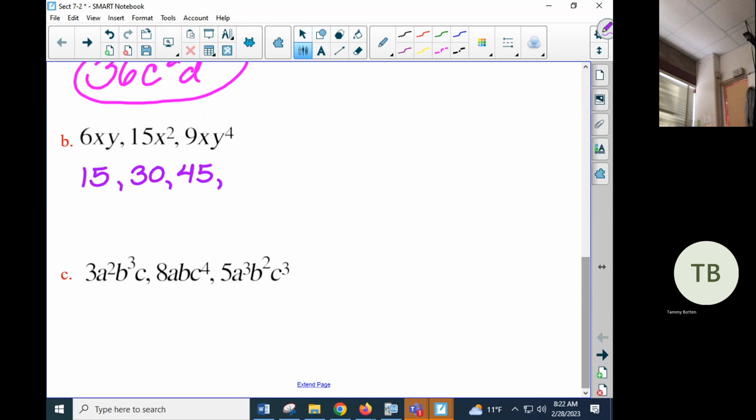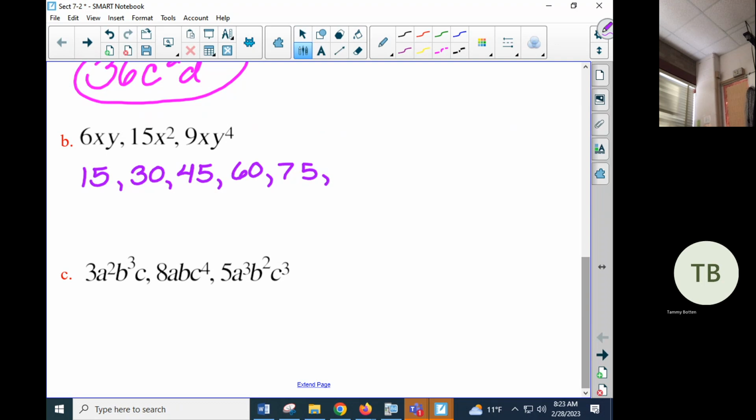Then if I multiply 15 times 4, that's 60. 6 goes into 60 10 times. 15 goes into 60 4 times. But 9 does not divide evenly into 60. So that means we have to keep going. So then I would take 15 times 5, which is 75. And when you try 6 into 75, that doesn't work. It's going to be a decimal. So this one doesn't work.